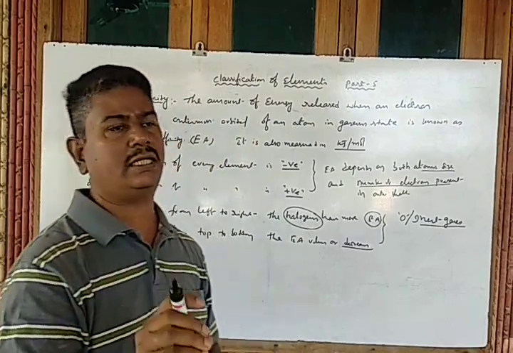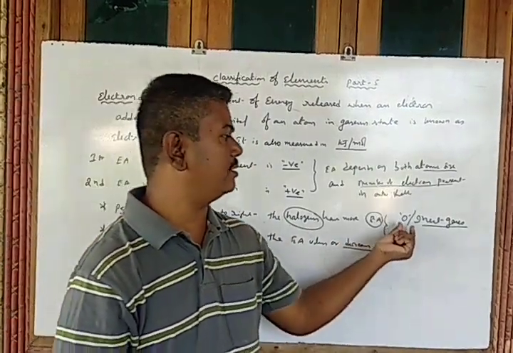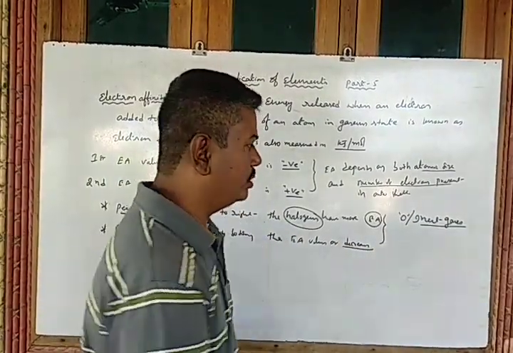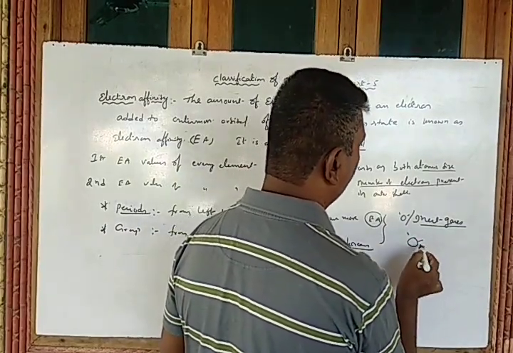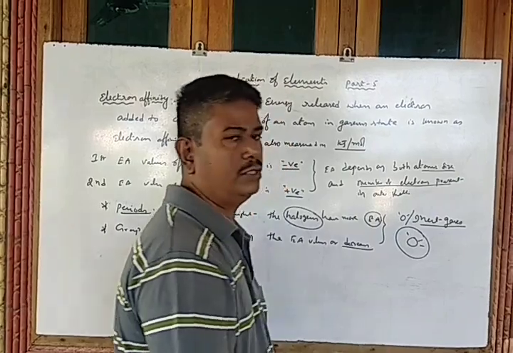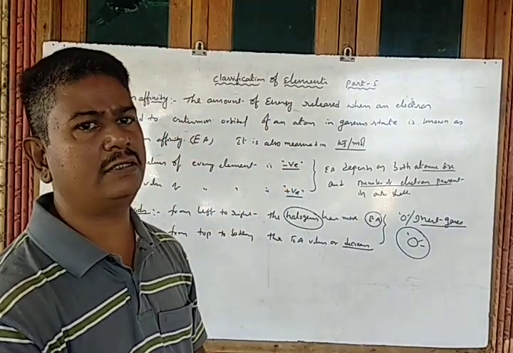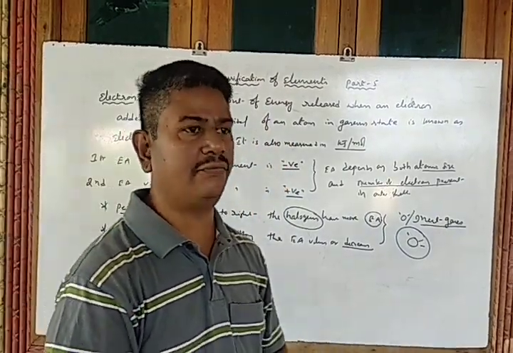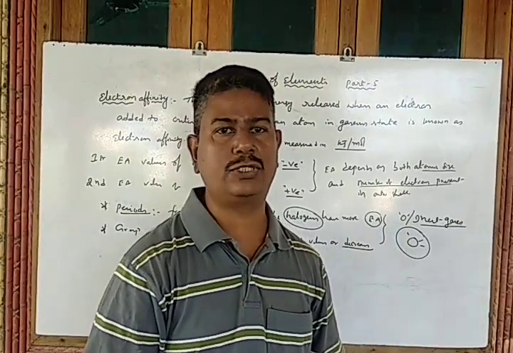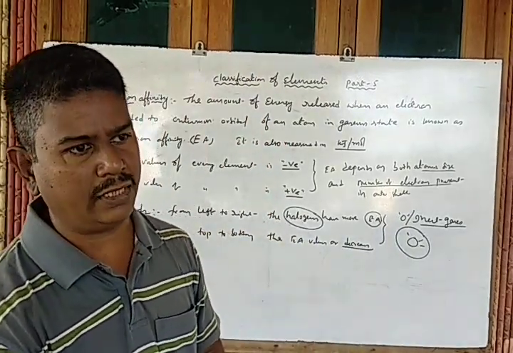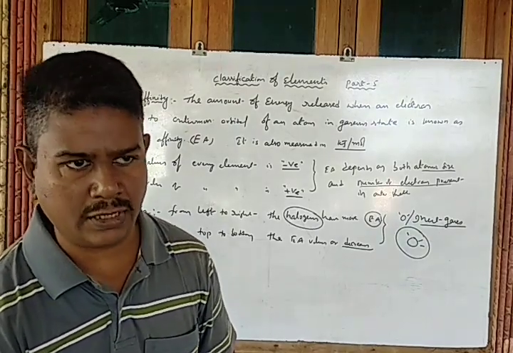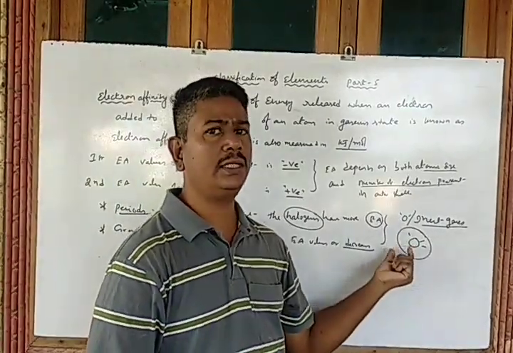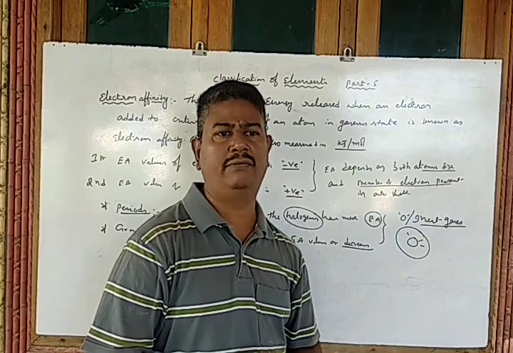So let us consider which one? These elements' electron affinity values are considered as zero. The EA value of zero group elements is considered as zero only, because these elements already have inert gas configurations. That means ns2 np6 is fulfilled. So that's why the electron affinity of the last group elements, that is zero group elements, is zero.